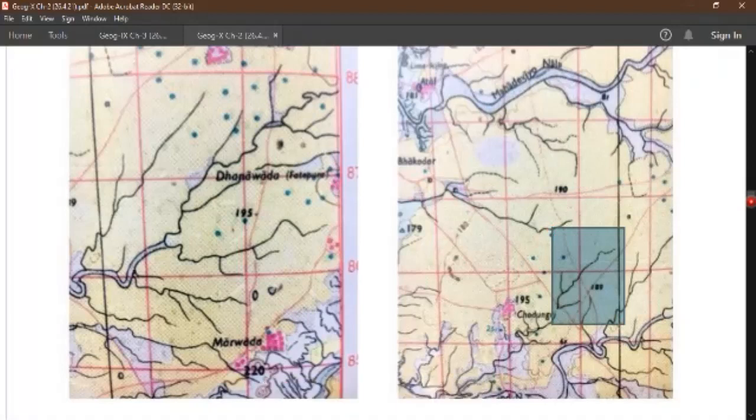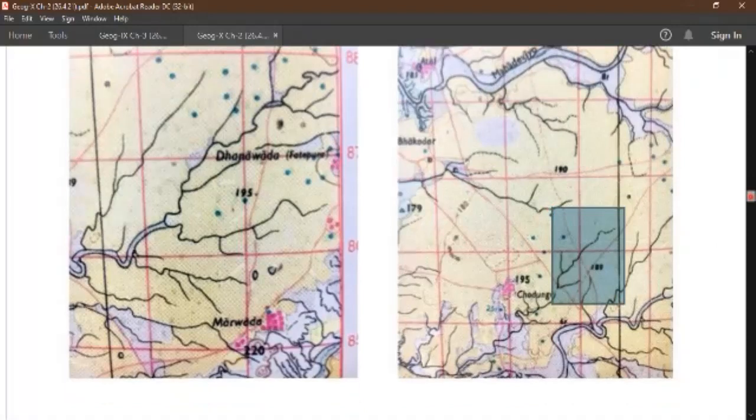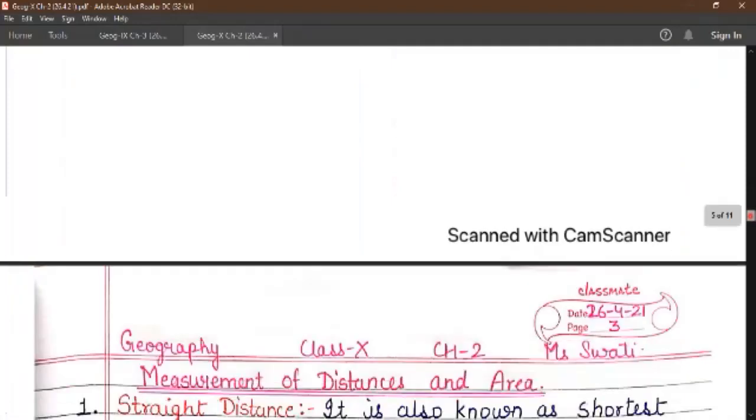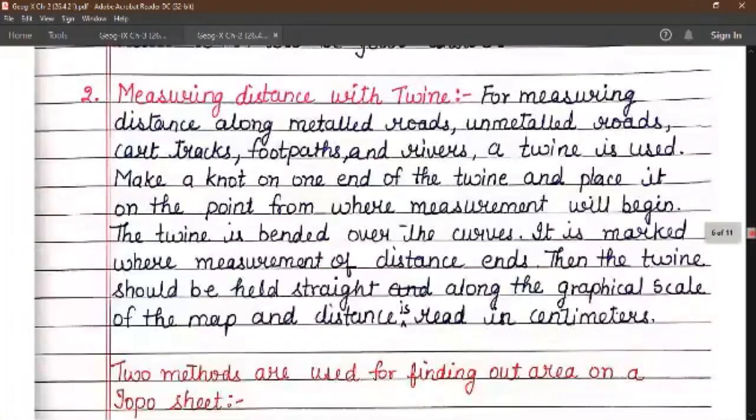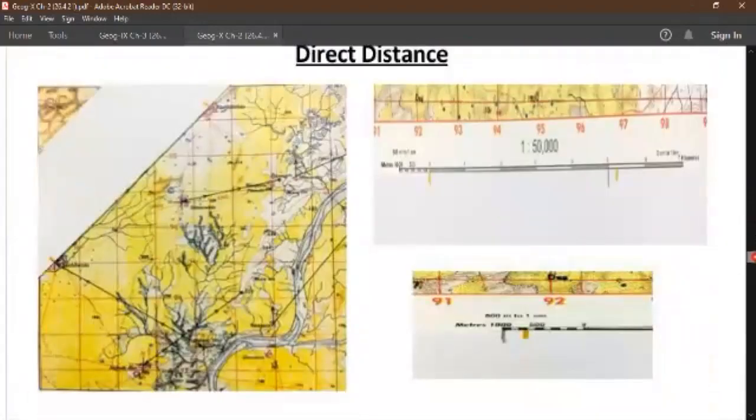Now coming to our next topic, that is measurement of distance and area. There are two ways to measure the distance of a place. First is the straight distance or the direct distance, and the other one is along a car track or any road. So the first one is the straight distance. It is also known as the shortest distance, direct distance, or distance as the crow flies.